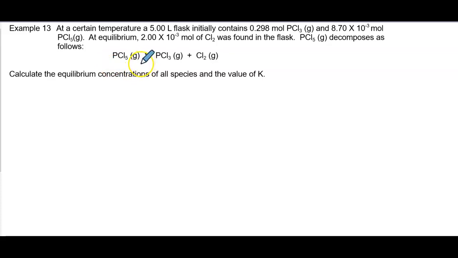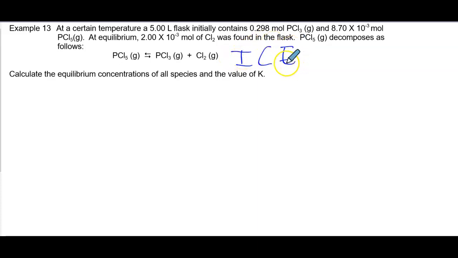Okay, so on to some new examples. We're going to use something called an ICE chart. ICE charts will be used when things are not at equilibrium. So when you're asked about something that's not at equilibrium, you have to do an ICE chart. ICE stands for initial, change, equilibrium.